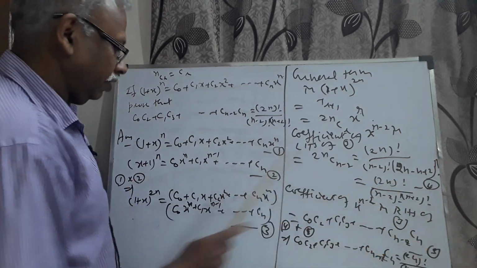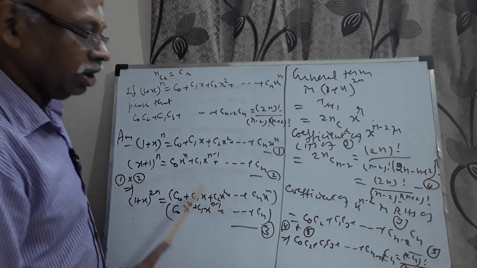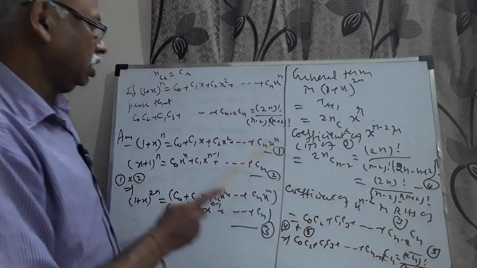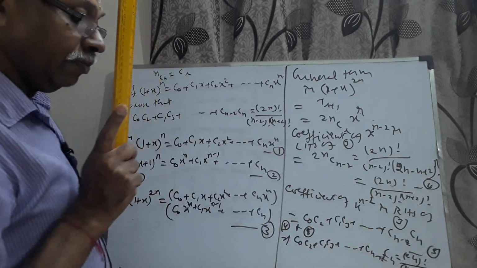Now to compare 4 and 5, the coefficient of x^(n-2) in LHS and the coefficient of x^(n-2) in RHS, both will be the same. Therefore c0 c2 + c1 c3 + etc + c(n-2) cn will be automatically equal to 2n factorial by (n-2) factorial into (n+2) factorial. That's what I am supposed to prove.